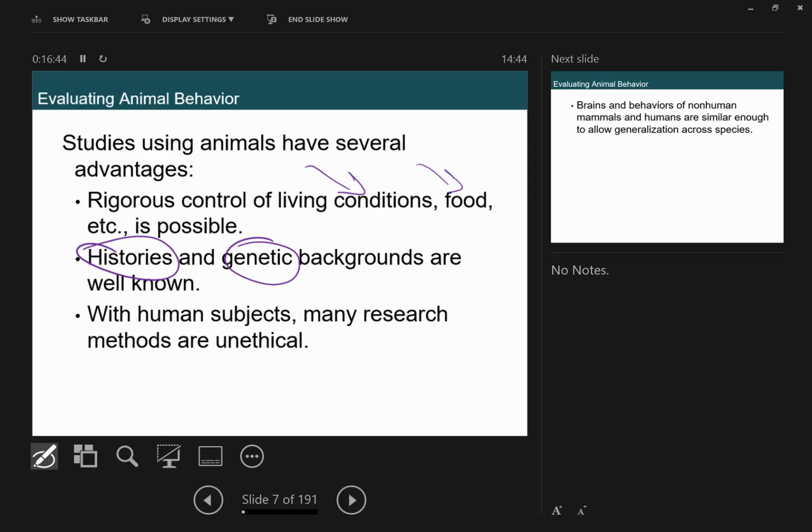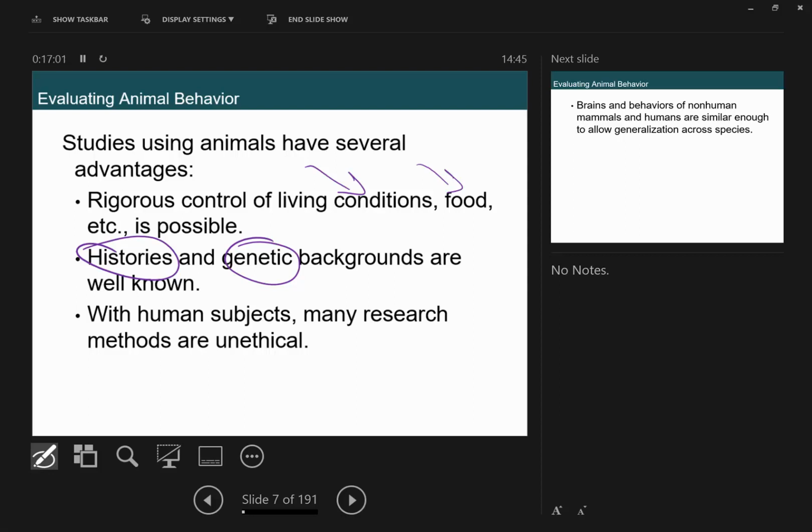I'll get 6 rats, and I'm in control of their life even before they're born, right? So that prenatal environment I can control.